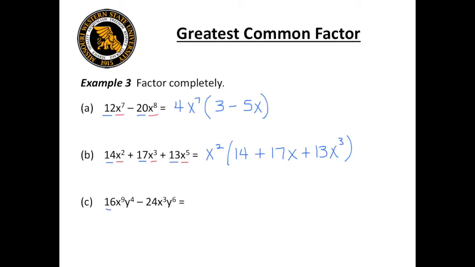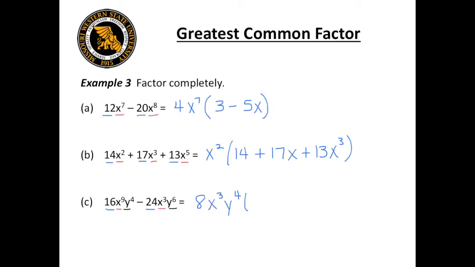Looking at the numerical coefficients of each term, the largest numerical value that divides both 16 and 24 is the number 8. Looking at our x factors, the largest factor involving x is x cubed. Finally, looking at our y factors, the largest factor involving y is y to the 4th. So our greatest common factor is the product 8x cubed y to the 4th.